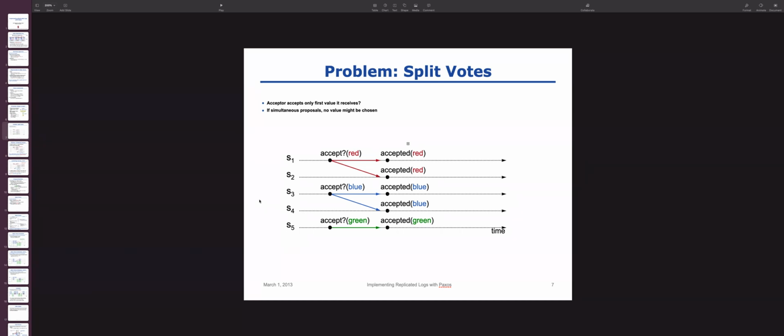Sorry, I didn't get it. If acceptors can accept multiple values, then again we can be in a state where there is no consensus, because everyone has accepted all the values. Yeah, there's a problem. Yes, I'll come to that.